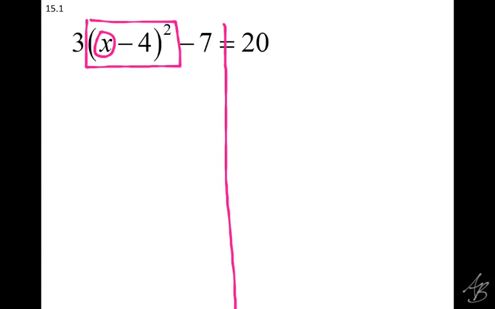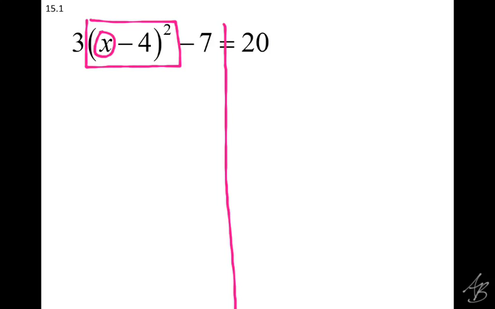A lot of people on this type of problem want to distribute here. You cannot distribute because this is not an x and this is not a negative 4, because they're being squared. So we can't distribute like we normally would when we have a number outside of a parentheses. Remember, we have to take care of the square first, so we can't do the 3 times the parentheses when that square is there.